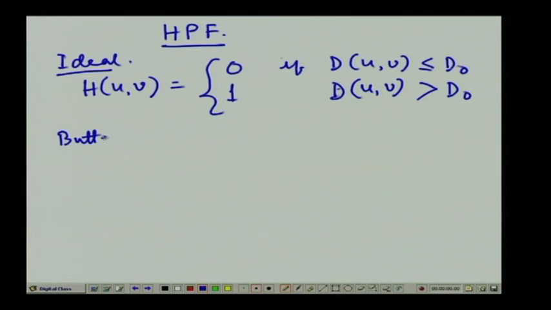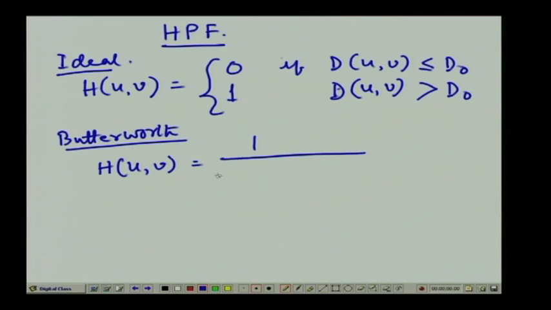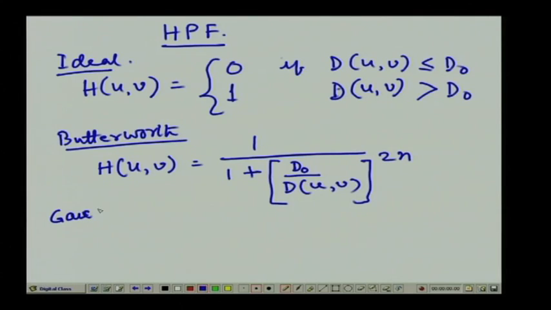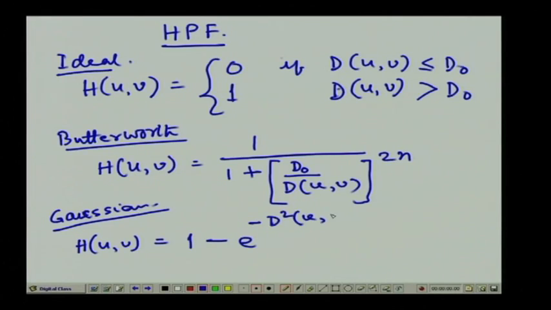Similarly, we can have Butterworth highpass filter, where H(u,v) will be given by the expression 1 upon 1 plus (D0 by D(u,v)) to the power 2n, and we can also have the Gaussian high pass filter, which is given by H(u,v) is equal to 1 minus e to the power minus D square(u,v) upon 2 D0 square.